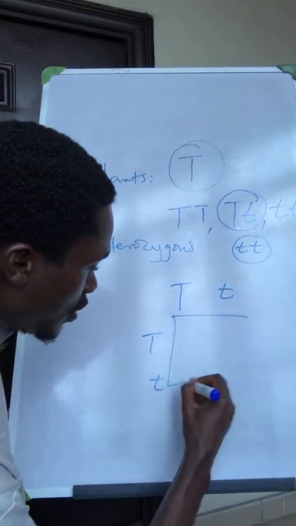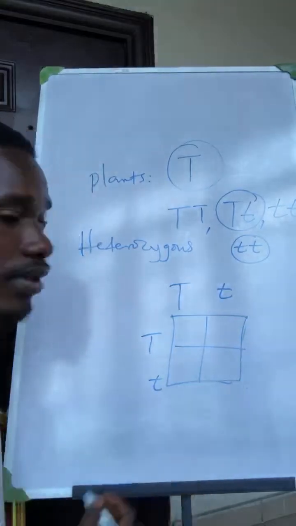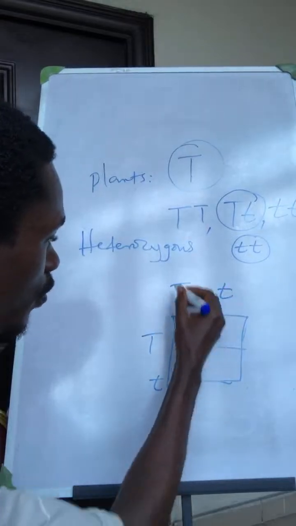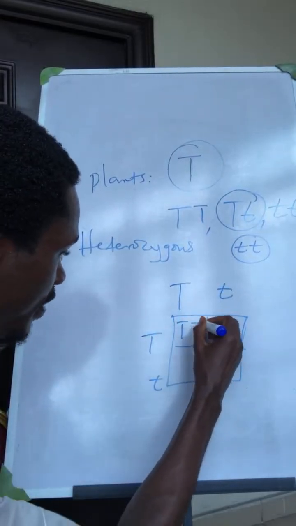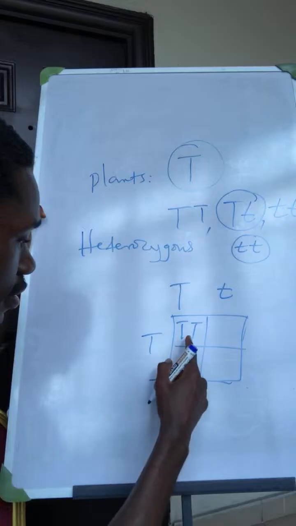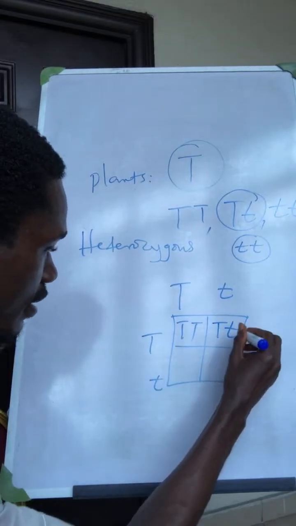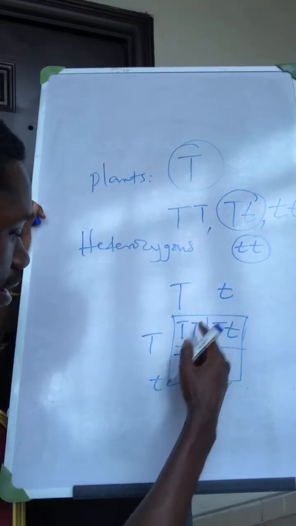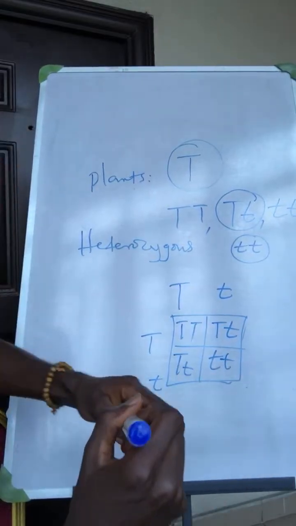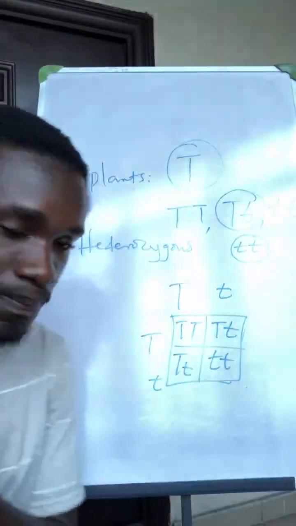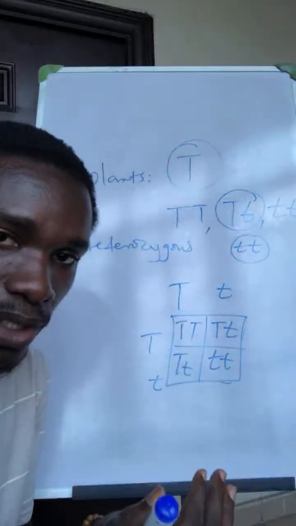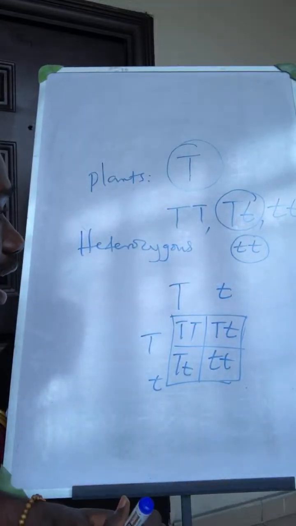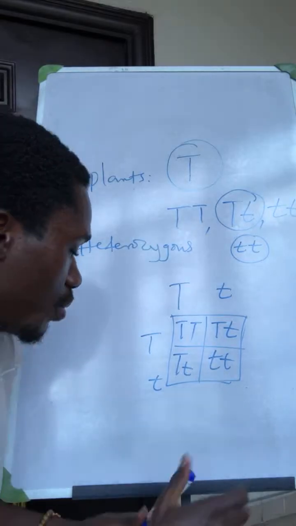So let's draw the Punnett square. Okay, I hope you're following up to this point. We have big T, this and this, big T, small t. Then again, this and this, big T, small t, and this and this, small t, small t. You'll be seeing this kind of question a lot, and if you don't know how to go about it, you might not be able to answer it correctly. So now we're having it.